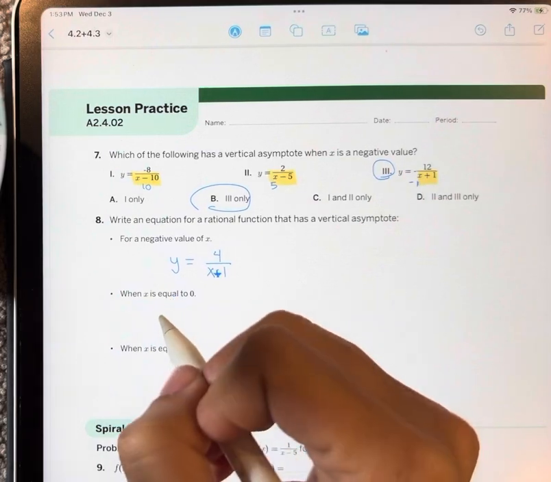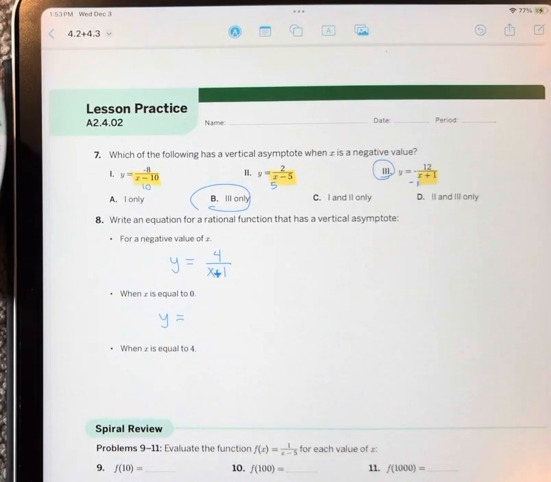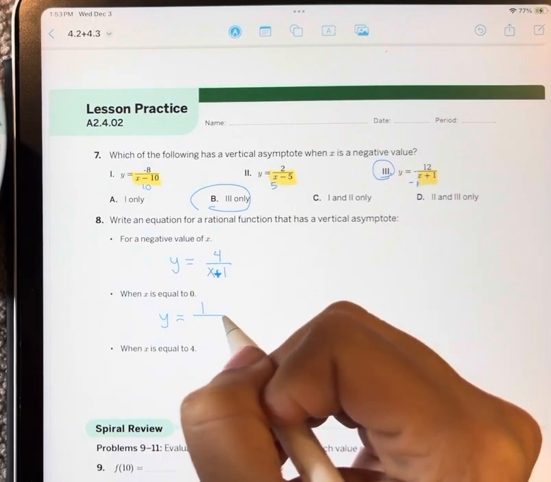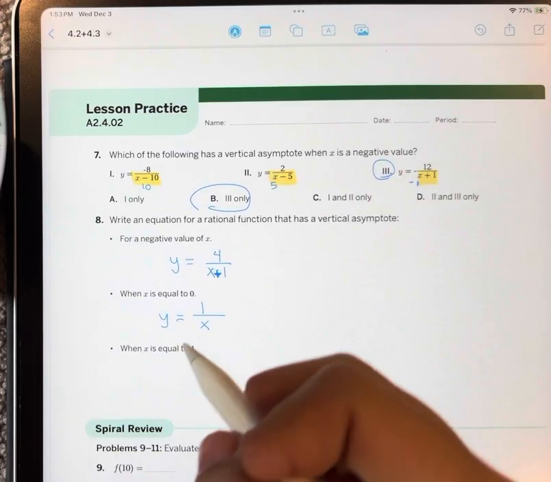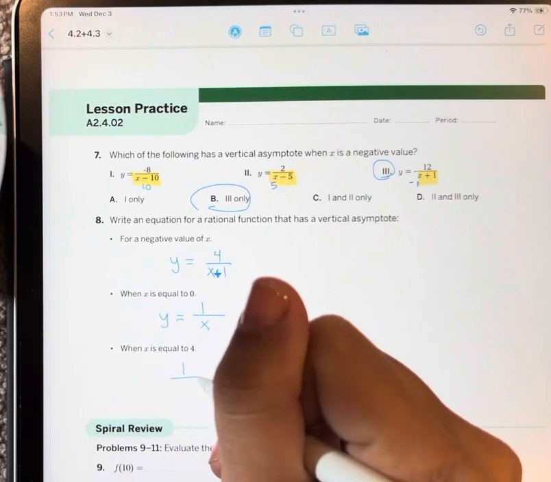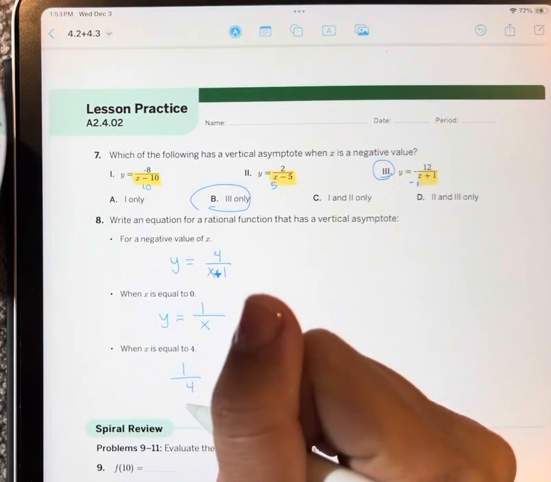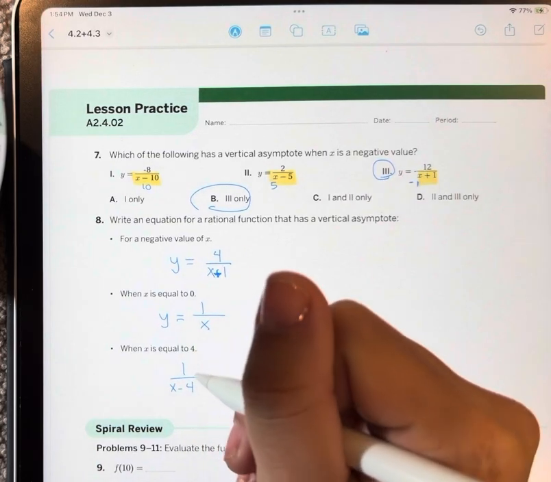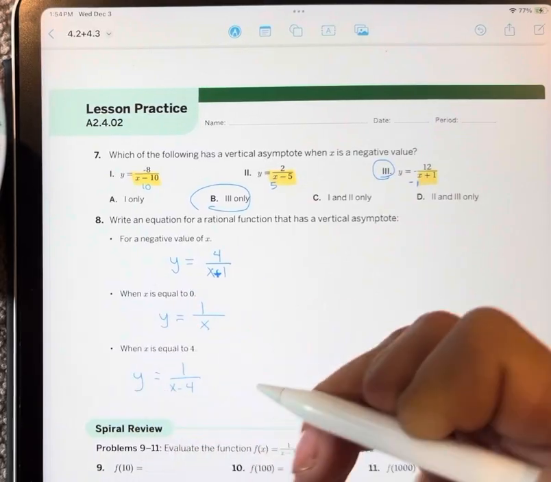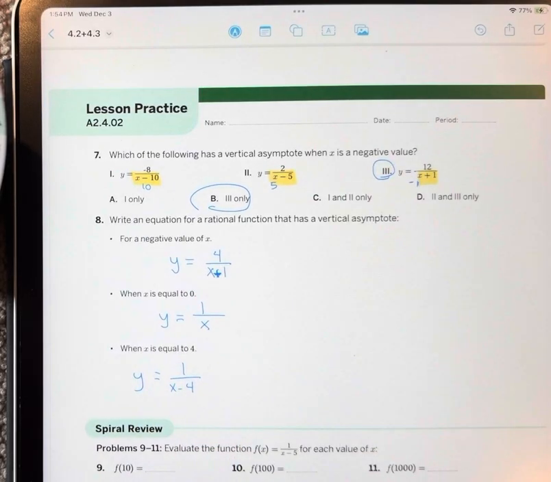Okay, now we want one where it has an asymptote if x is 0. So what makes x 0? Or what kind of situation makes it 0 when you plug in 0? Just a plain old x. That's going to turn into a 0, right? If I put a 0, you see it? And then we want one specifically that turns into 0 when x is 4. So then we have to do a minus. This is a positive 4, so we need a minus 4. Now 4 minus 4 does make that 0. Okay.